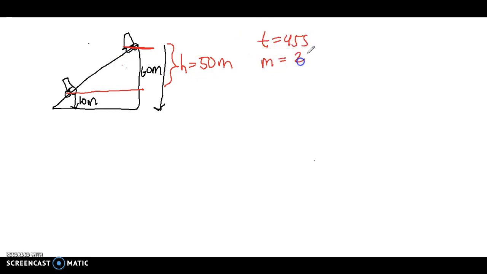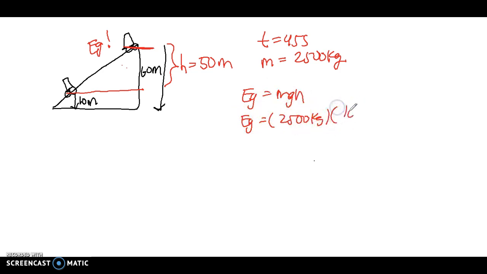The mass of the car we're going to assume is 2,500 kilograms, and we're going to assume all the work done goes into changing the EG. So again, this is the same thing. We just have to find the EG at the top. 2,500 kilograms times 10 newtons per kilogram times the height, which is 50 meters. I'm going to get a calculator just in case. 2,500 times 10 times 50 is 1,250,000 joules. And the time is 45 seconds.